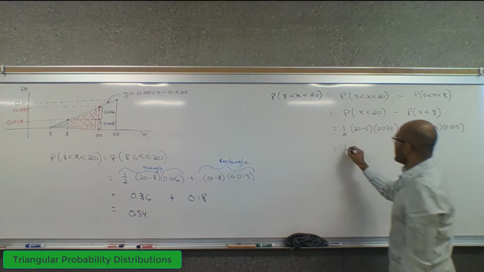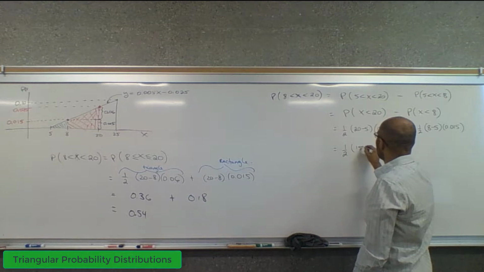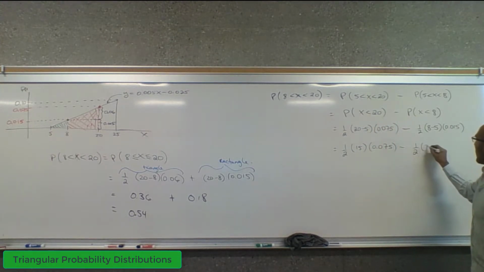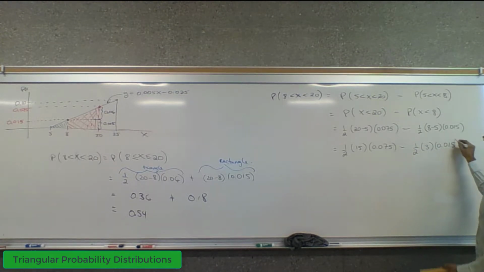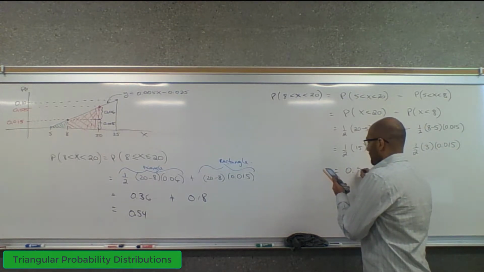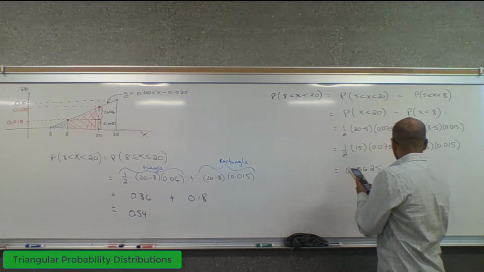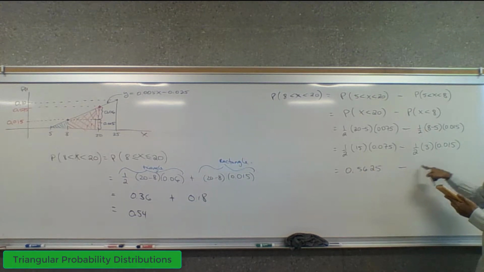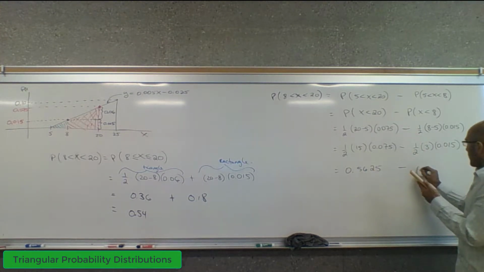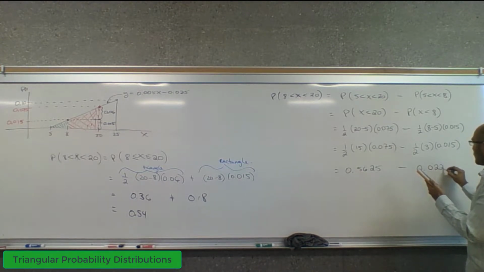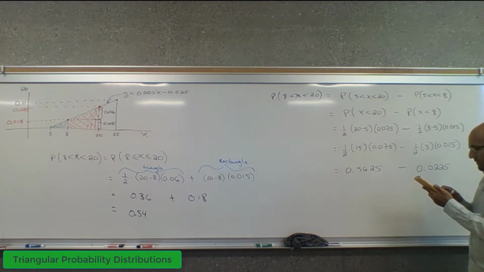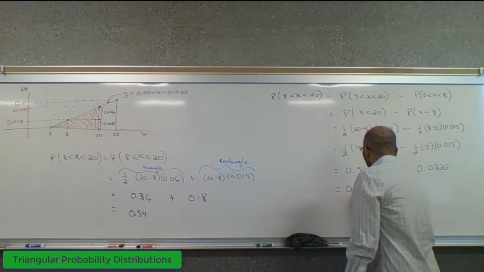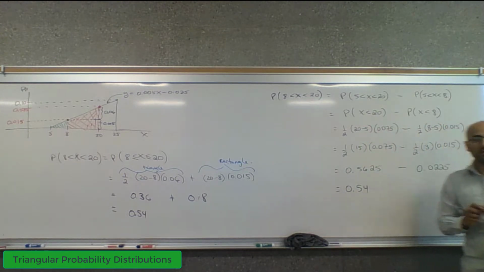Okay, so we simplify this. 1/2 times 15 times 0.075 minus 1/2 times 3 times 0.015. I get 0.5625. So that's the area of both the green and the red, the big triangle, minus the area of the little green one, 0.0225. 0.5625 minus that, I get the same answer of 0.54. Any questions?